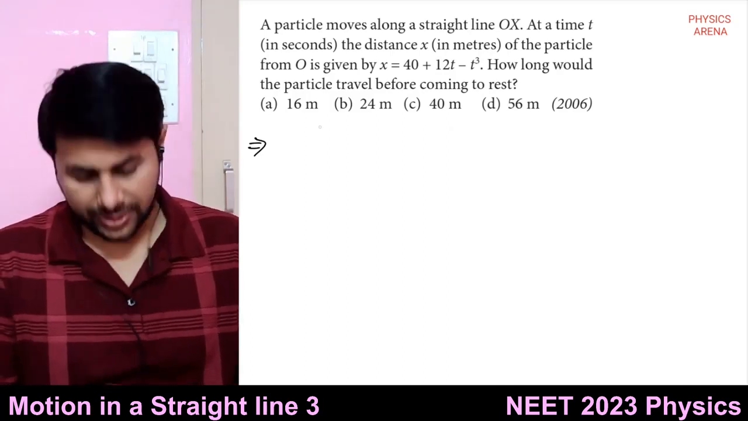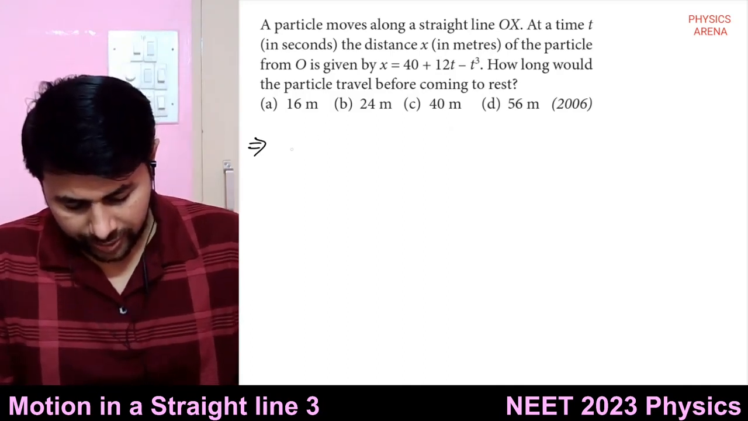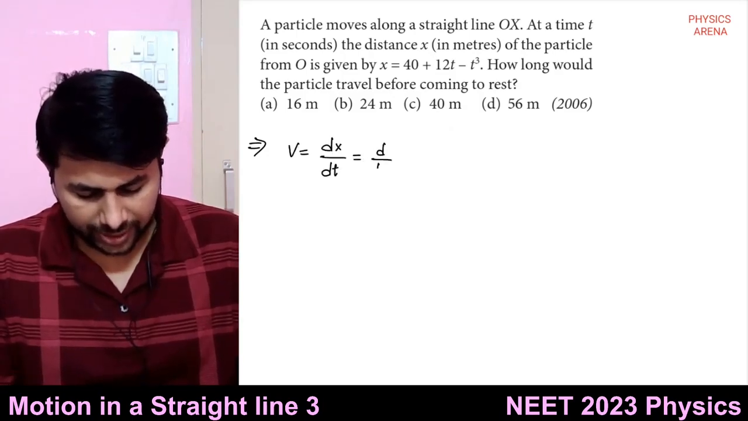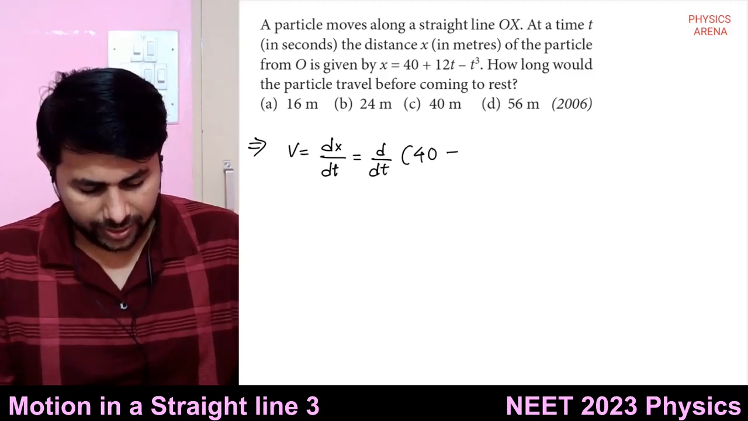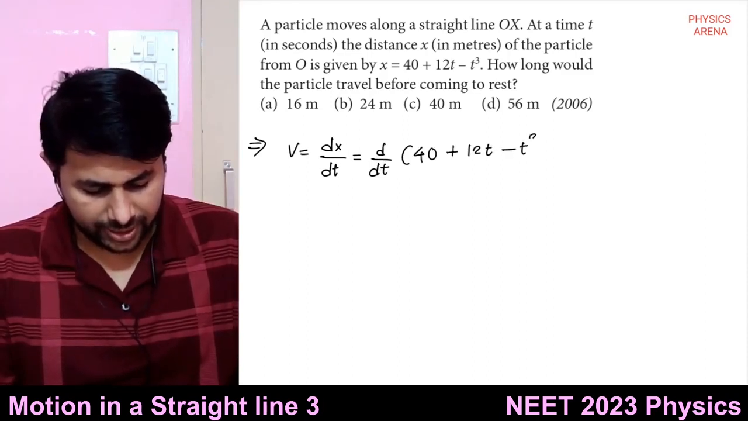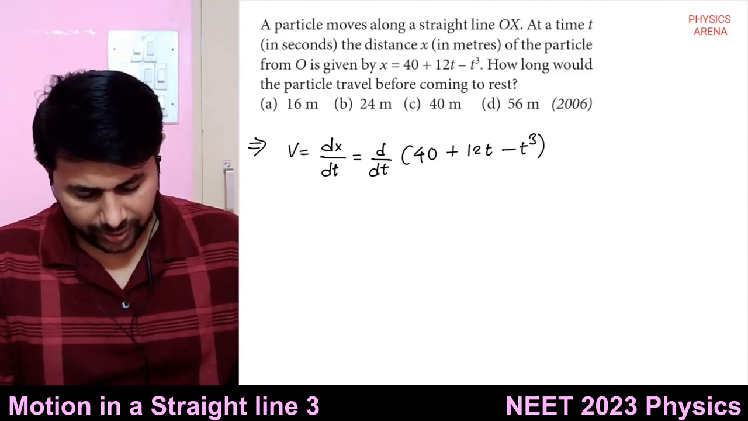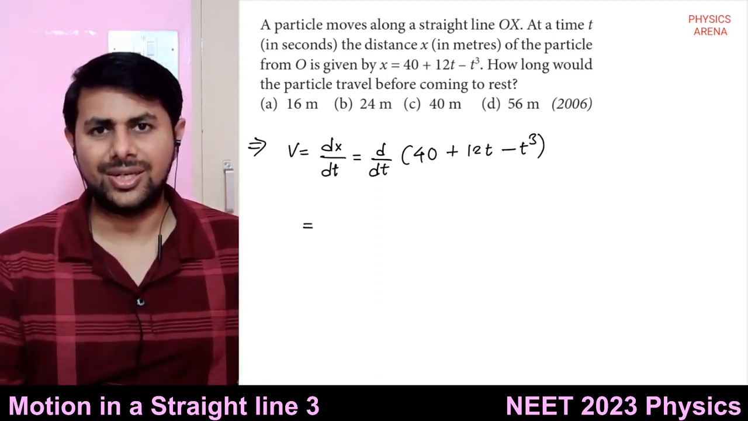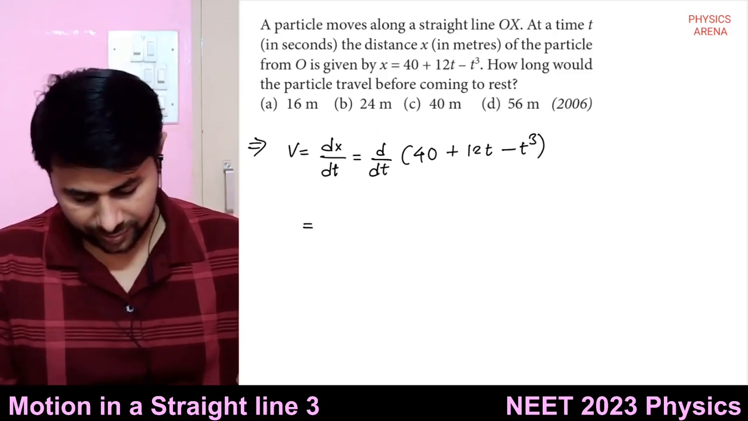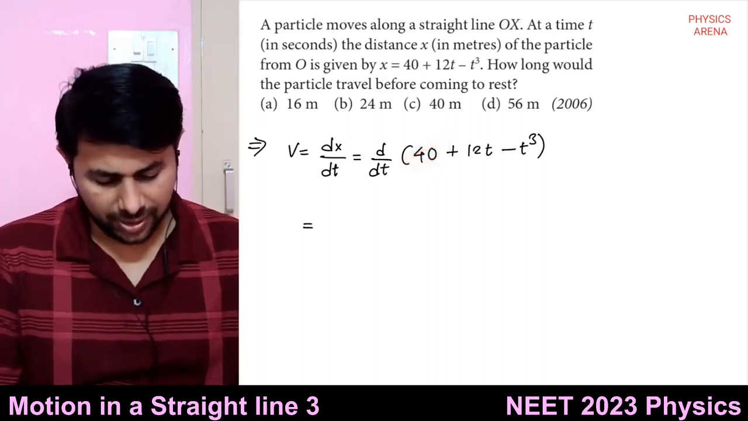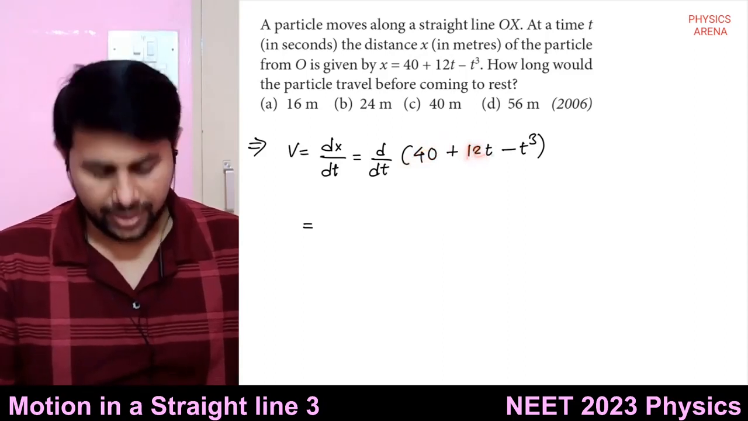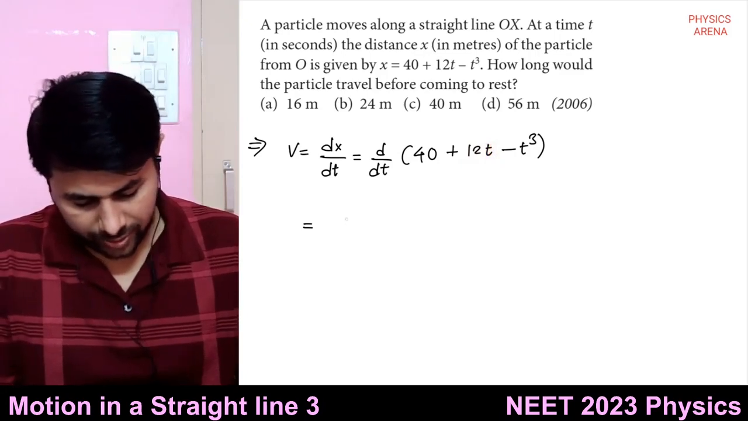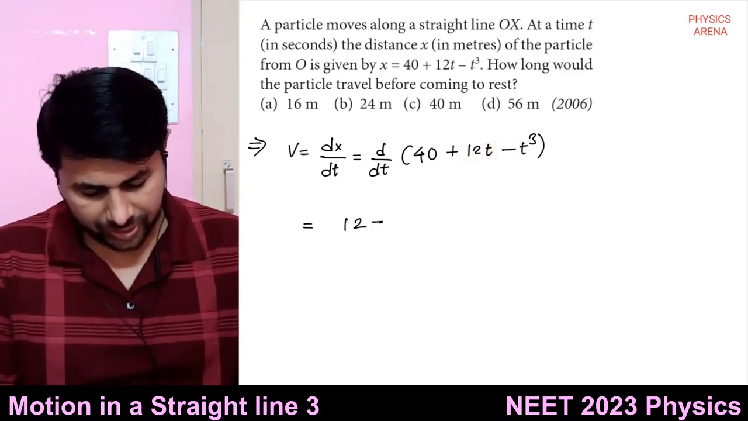So we have to find out velocity. Okay, so we know velocity is dx by dt. So it is equal to d by dt of 40 plus 12t minus t cube. The derivative of 40 with respect to t is 0, right? Derivative of a constant is 0. A constant does not change with respect to time. Then 12 you can take out, and you have the derivative of t with respect to t, which is 1. So it's 12 minus the derivative of t cube.